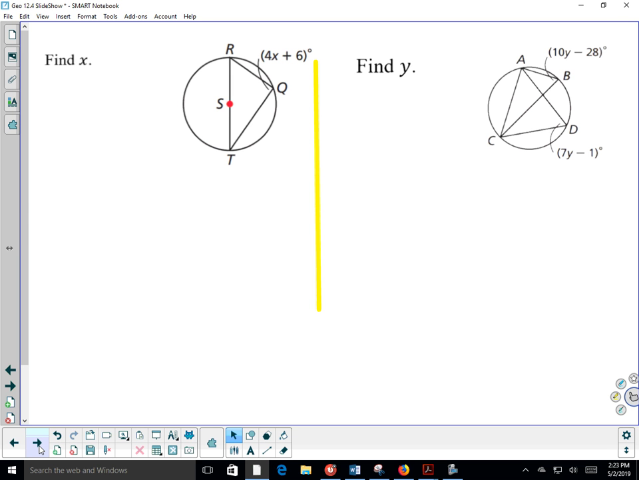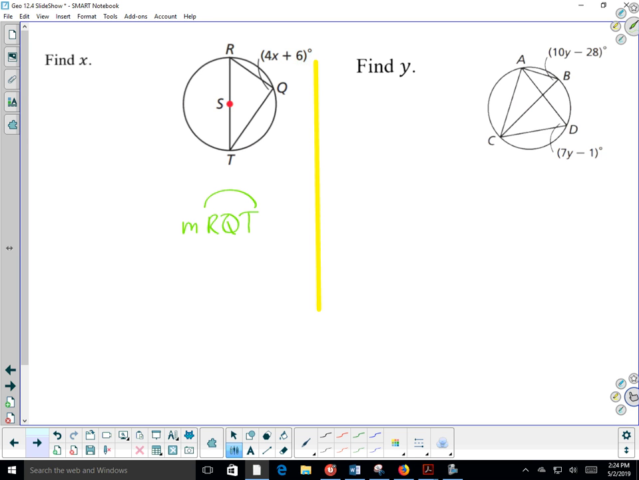Okay. So let's take a look at this example. We're trying to find x in this picture here. You're looking at it, you're studying it, and I'm asking for your ideas on this. Angelina. So you set it up to find the angle RQT. So you do 4x plus 6 equals 90.